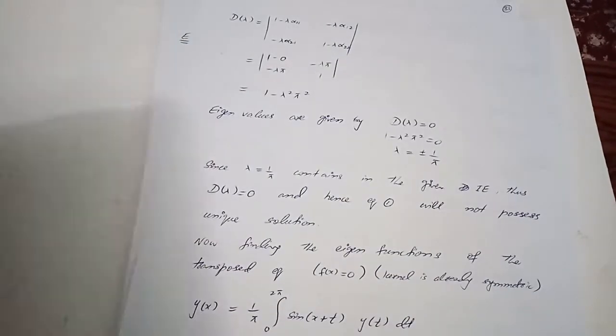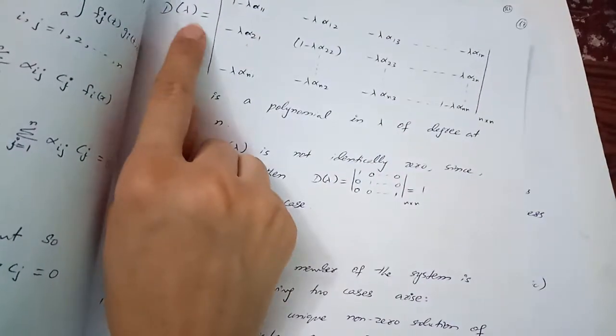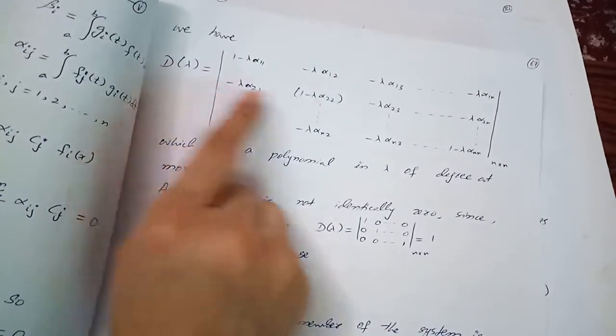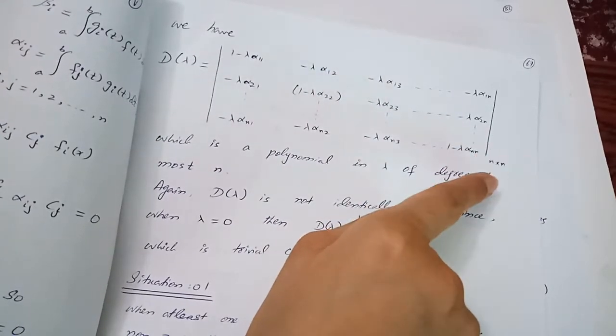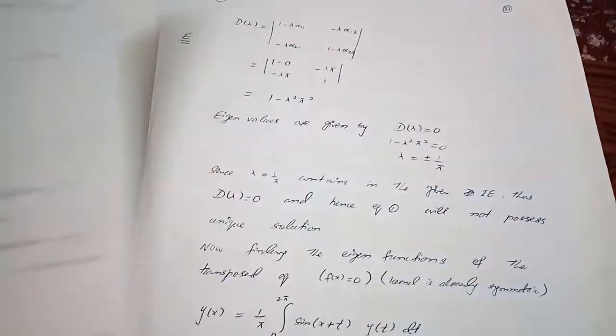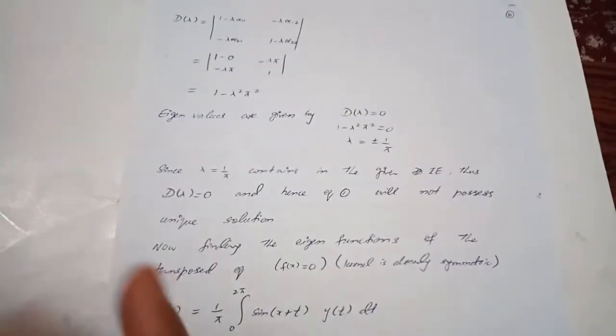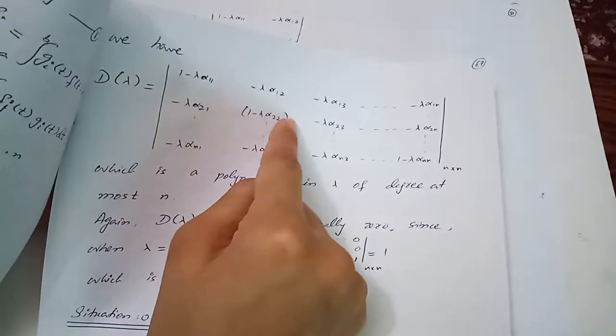After getting the answers, we're going to write the determinant, d of lambda. This was for n cross n. Right now we are going to write it for 2 cross 2. Our limit is until 2. See here? So we're going to reduce it until 2, like this only.